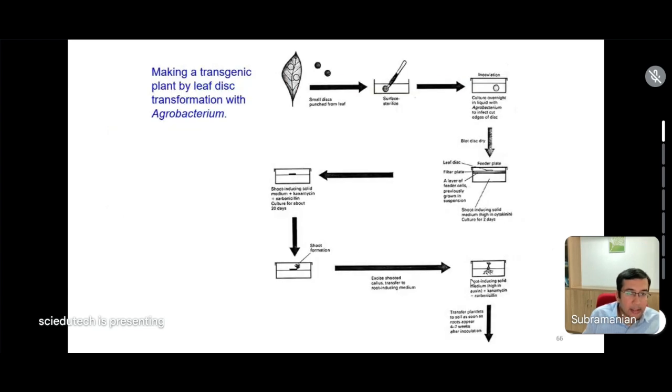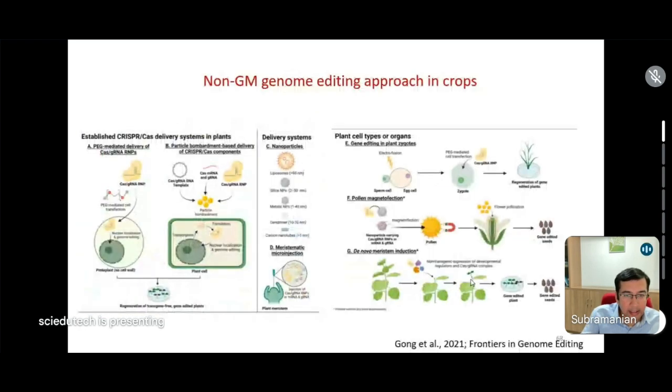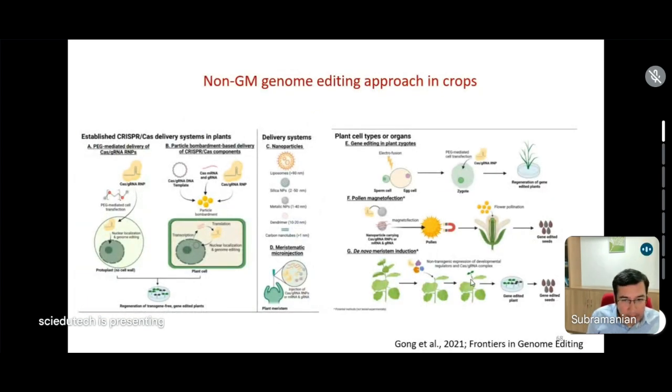Next slide, please. So we'll skip this. This shows how a leaf disc is transformed, and this shows how Arabidopsis is transformed by dipping in a solution of Agrobacterium. So this technique is called floral dip. Next slide. And in recent times, you have techniques to generate non-GMO plants using genome editing approaches.